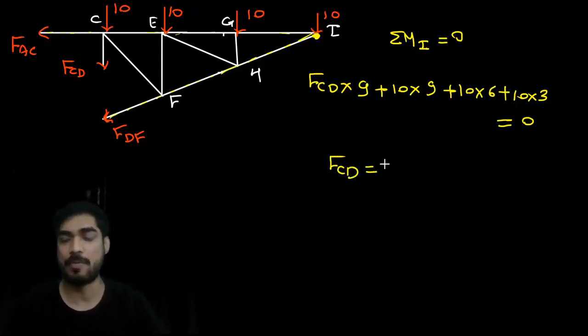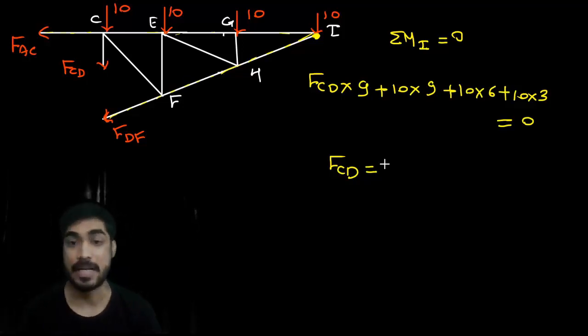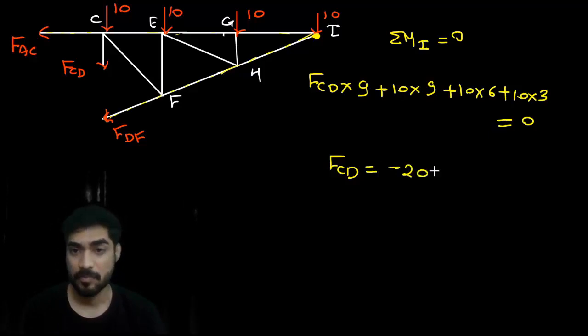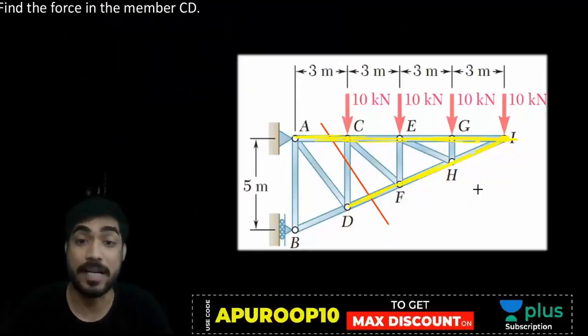FCD equal to, how much you will get? 10 into 9 plus 10 into 6 plus 10 into 3. 180 divided by 9, 20, and it will be negative. Right? Minus 20. So is everyone getting this? Minus 20 kilonewton. Right?